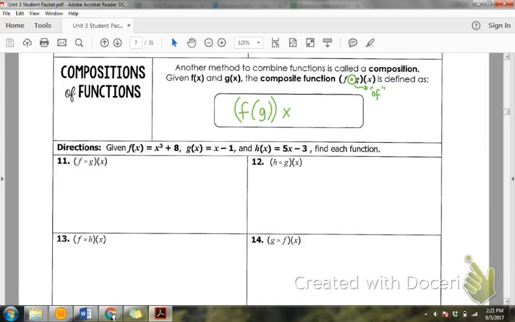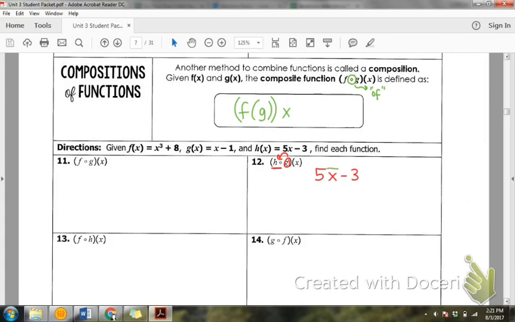Okay? This one says take the h function first. So I'm taking 5x minus 3. That's how you know what to start with, whatever it gives you first. It gave me h first. And then it says take the g function and plug it in for the h function. Okay? So what's our g function? Just x minus 1? So this is where we plug it in at.